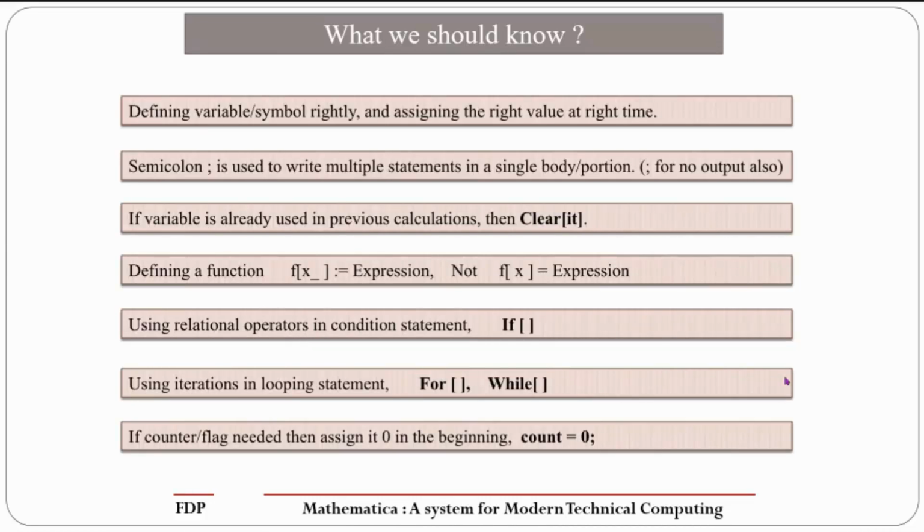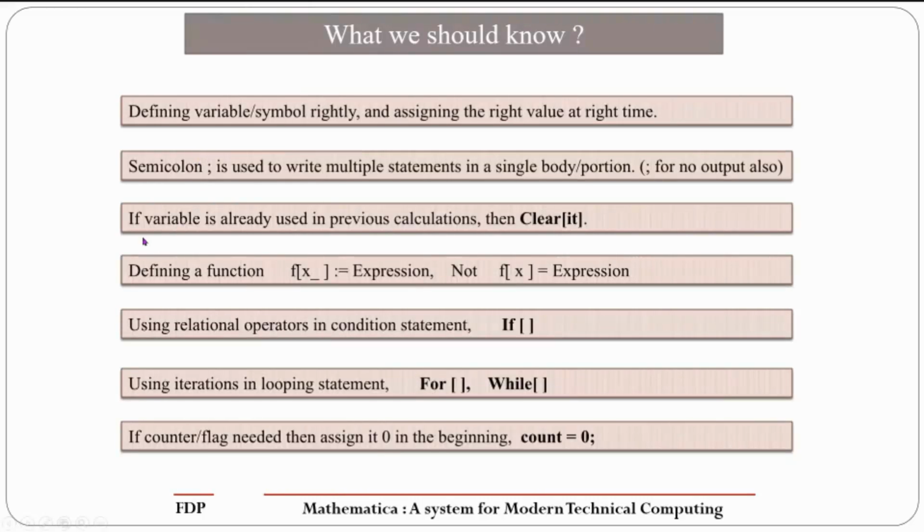We will discuss what is the meaning of the right value at the right time. Okay. Second is the semicolon. Semicolon is used to write multiple statements in a single body or portion. As you already know, semicolon is also used for no output. Here in coding also, if you want to use multiple statements in a single body or single portion, then you can use semicolon. So that is our second thing.